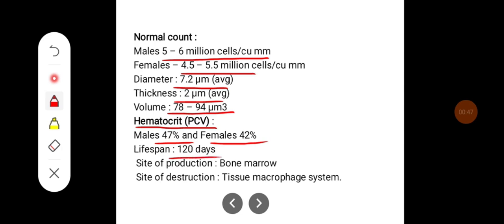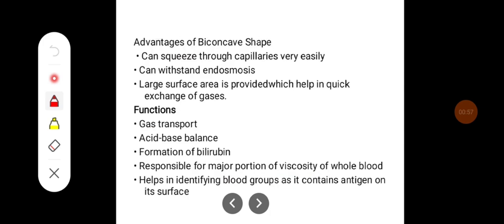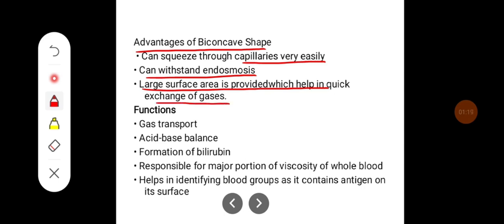Lifespan of RBC is around 120 days, and the site of production of RBC is bone marrow, and the site of destruction is usually the tissue macrophage system. Since RBC has a biconcave shape, the advantage of this biconcave shape is that they can squeeze through the capillaries very easily, can withstand endosmosis for longer, and a larger surface area is provided because of the biconcave shape, which helps in quick exchange of gases across the capillary membrane.